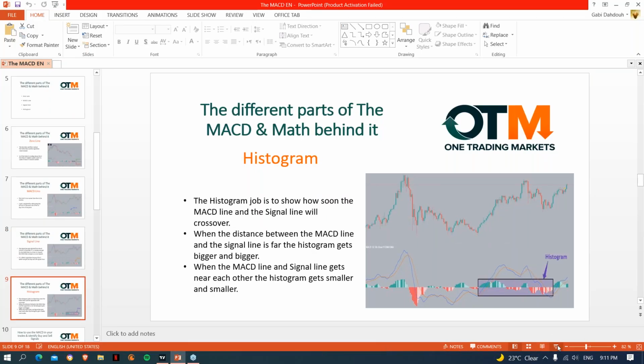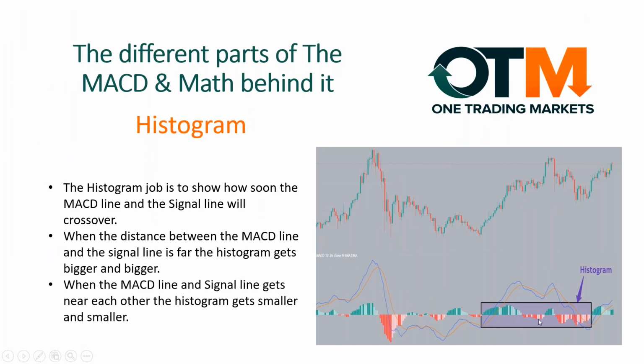Now let's go to the histogram, which is what you see here in the bottom. Let me get my laser pointer. In the bottom, you see these green lines and red lines? This is what we call a histogram. The histogram's job is to show how soon the MACD line and the signal line will cross, because from crosses we will have buy and sell signals.